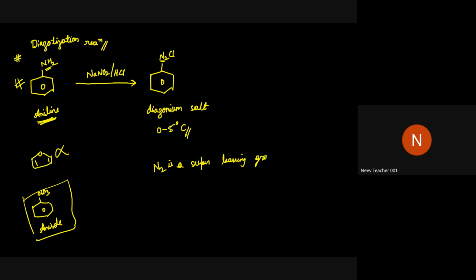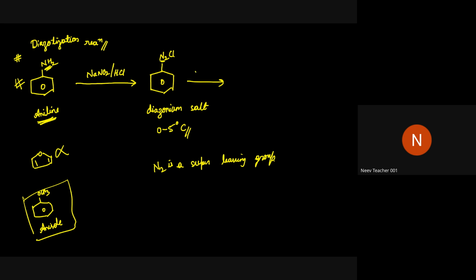Removing NH2 and substituting any other nucleophile on that position is highly difficult. So we convert the NH2 into N2Cl, where N2 can be released very easily because N2 is a highly stable molecule. That's why it is converted into a diazonium salt.